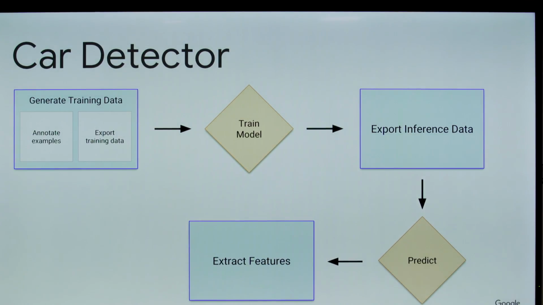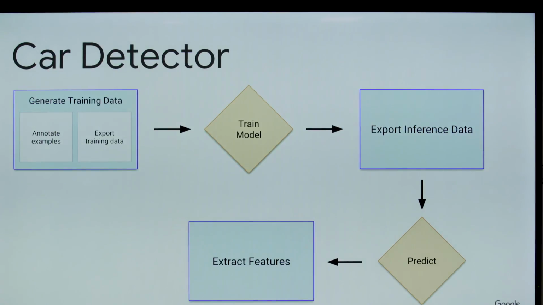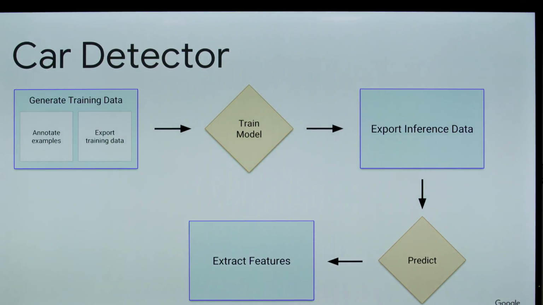We'll be sampling the car-like region. We'll train the model on these chips. If some of you are familiar, the term is chips when you have a label and then a region surrounding that label as the input for that label's class. So we train it, then we'll export the inference data.